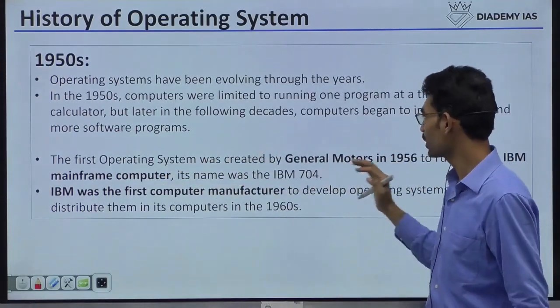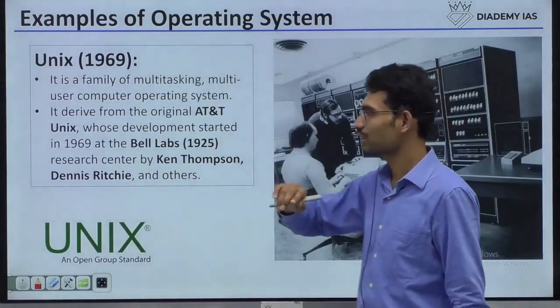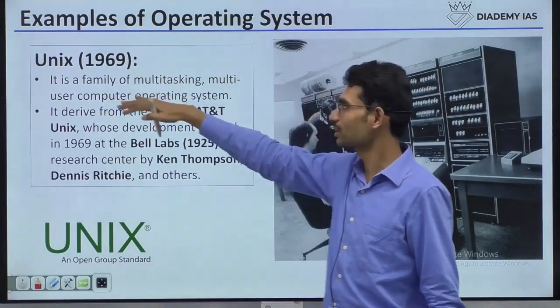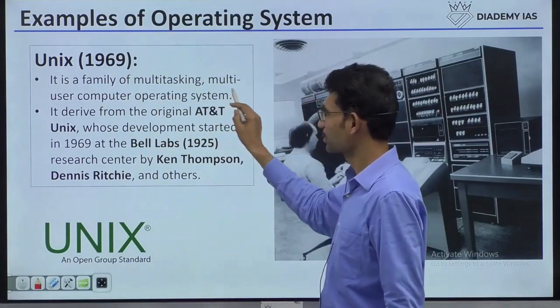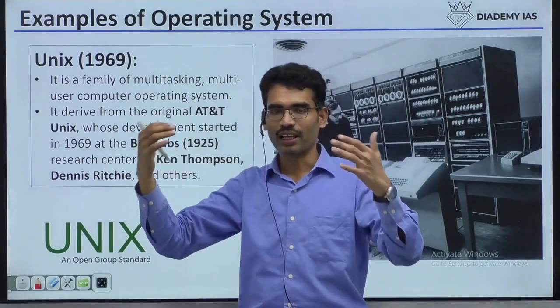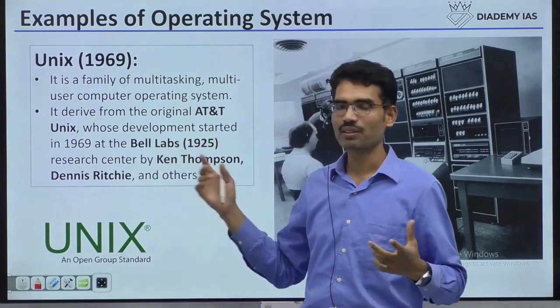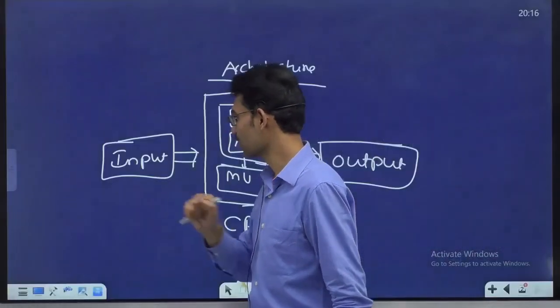To run those computers, General Motors created one operating system. But the real transition started in 1969 with Unix. It is an operating system, a family of multitasking systems. Earlier operating systems could handle only one task at a time. When Unix came, multitasking arrived. Now we have reached 1969.